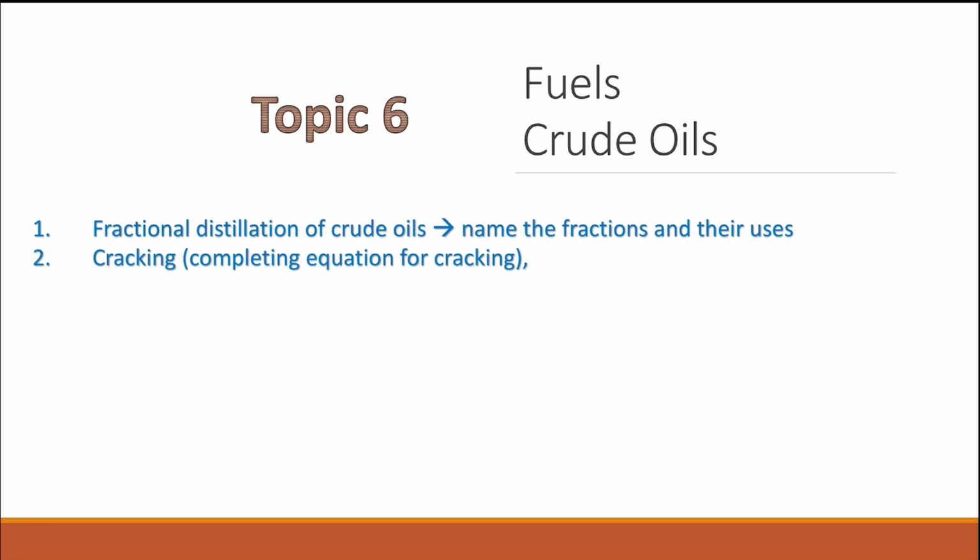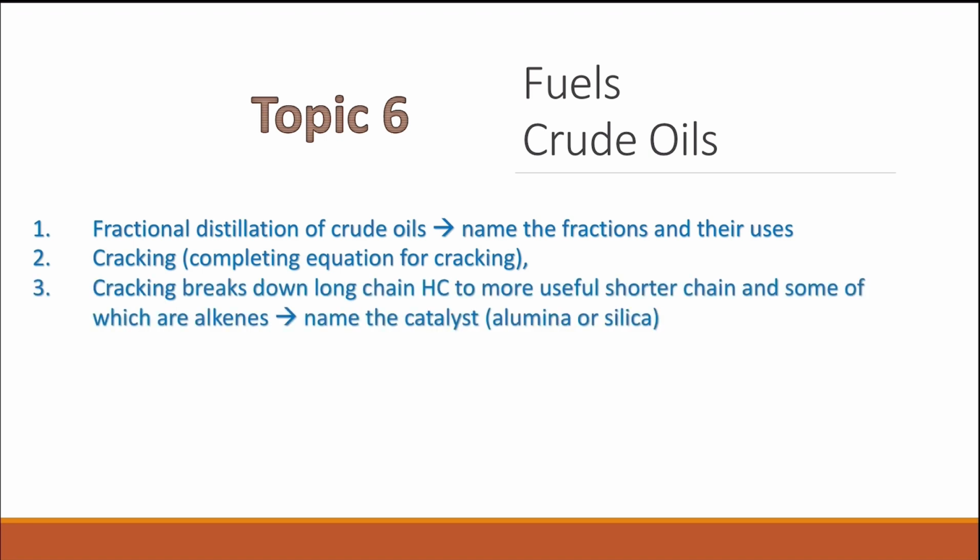And if they ask about fractional distillation, they're going to ask you about cracking. So cracking is when you break the long chain hydrocarbons to give shorter chain hydrocarbons, which are more useful because we can use them as fuel, and also it gives alkenes, which can be used to make the polymers. They would ask you to complete an equation for cracking. So these questions are kind of related. If one comes, the other will always come as well. And when they ask you about cracking, they're going to ask you about the catalyst. So you need to know the name of the catalyst and the temperature for the cracking. The catalyst is either alumina or silica, and the temperature is 600 to 700 degrees.